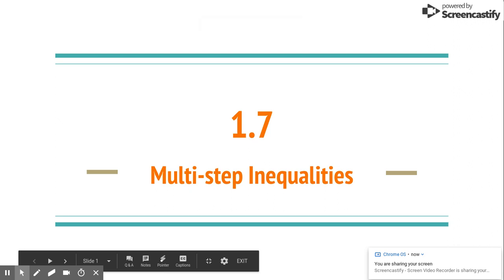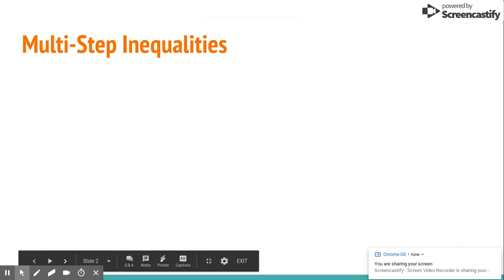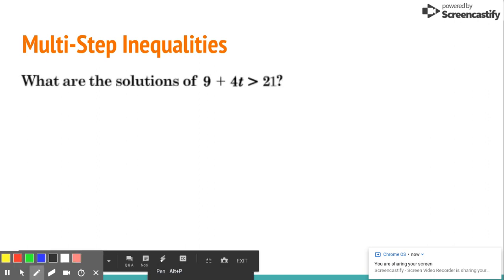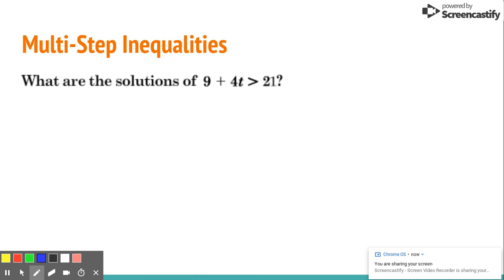1.7 multi-step inequalities. So multi-step inequalities are very similar to equations. Just like you were taught how to isolate the variable with equations, the only difference is that we have an inequality symbol, but you do everything else the same except for one tiny step.